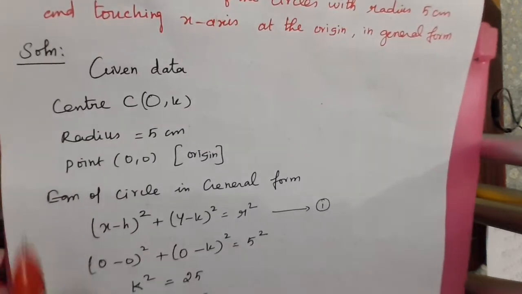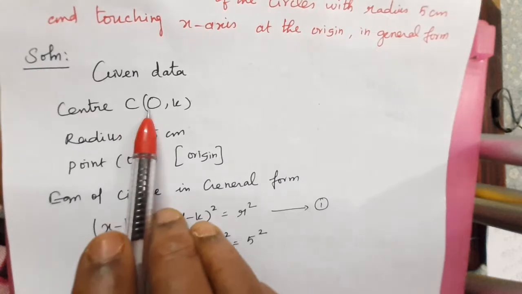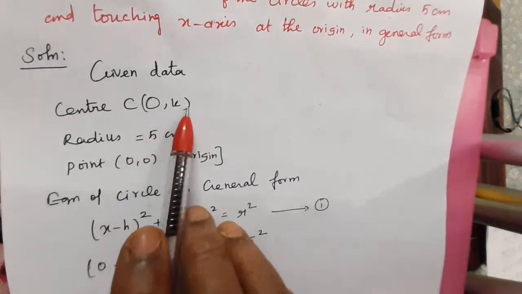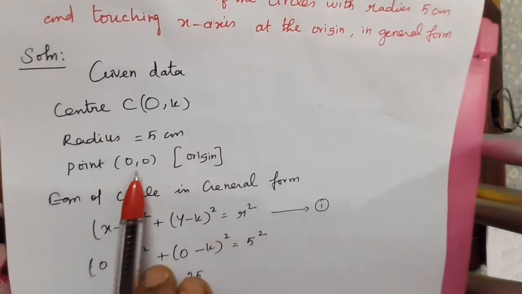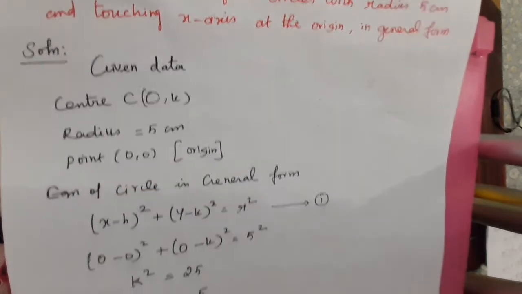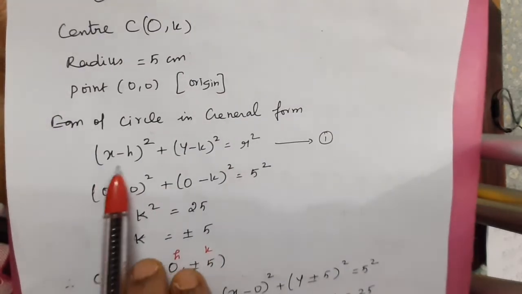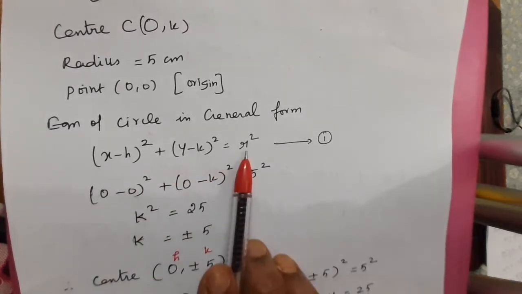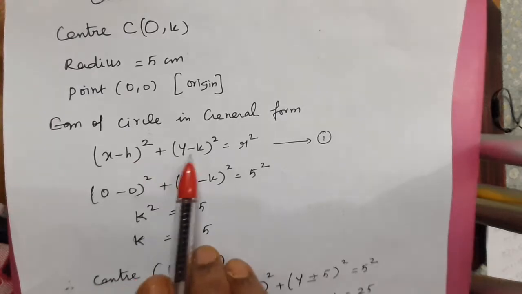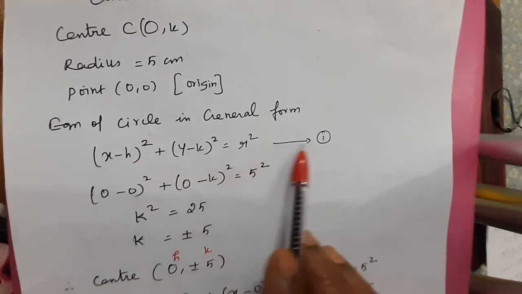What is the given data? The center is 0, k. The radius is 5 cm. The point is 0, 0, that is the origin. The equation of the circle in the general form is x minus h the whole square plus y minus k the whole square equal to r square.